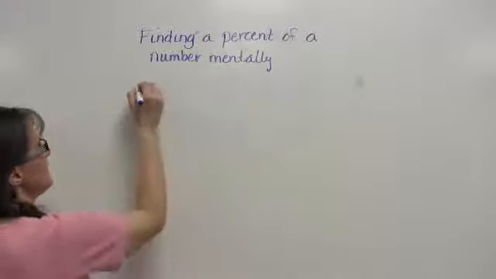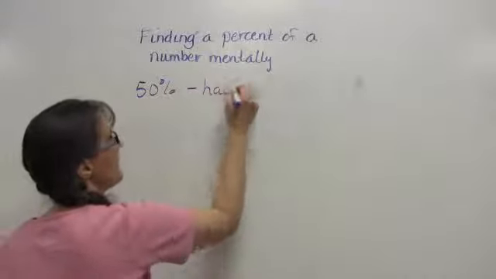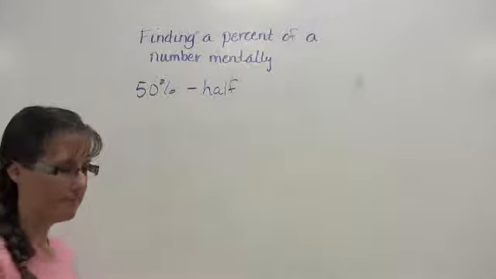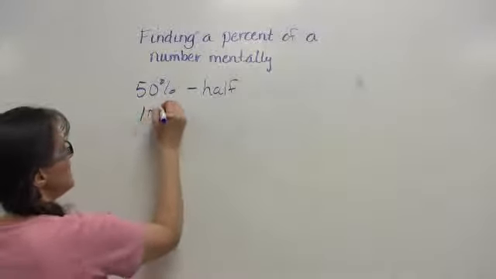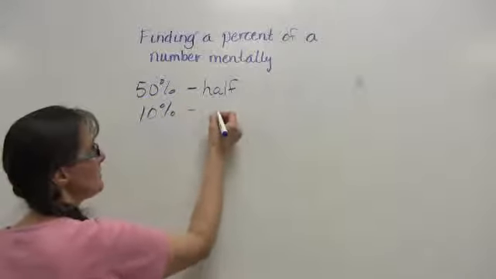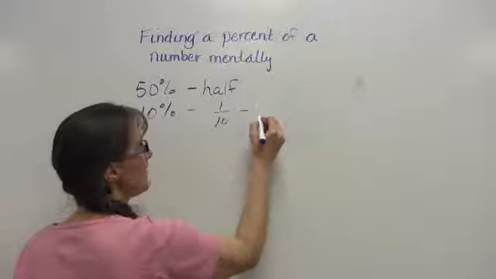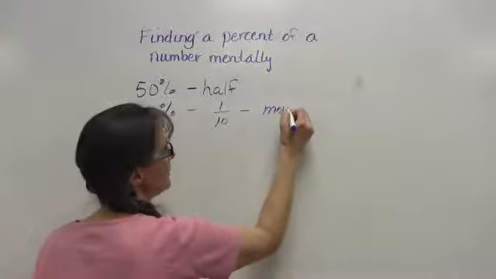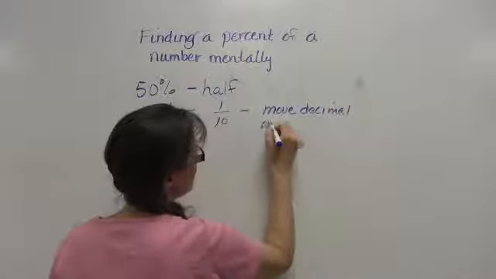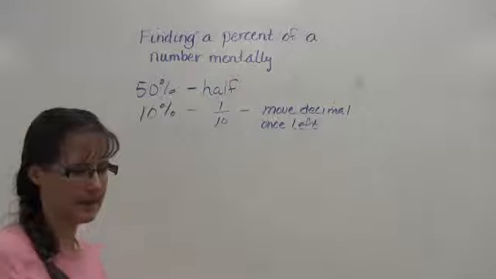Because 50% simply means half. So if I had a 50% discount, then what I could expect to pay is half of that amount. A 10% discount. Well, 10% just simply means to move the decimal place. It's 1/10, so I'm dividing by 10. Move the decimal place once to the left. And that'll tell you your 10% discount.